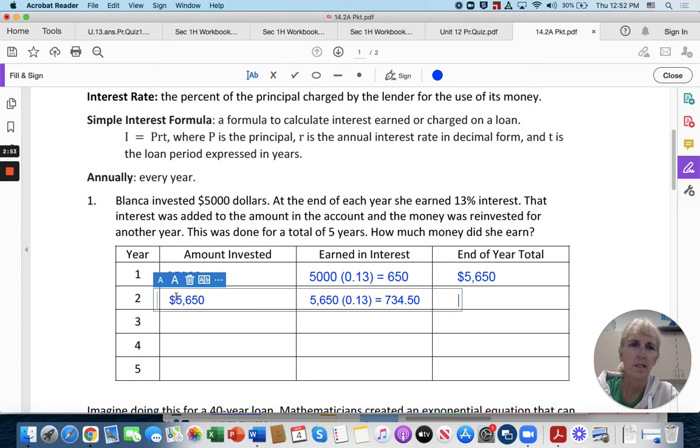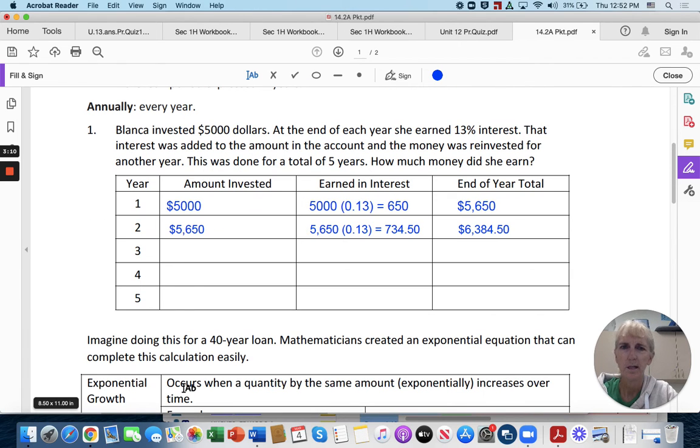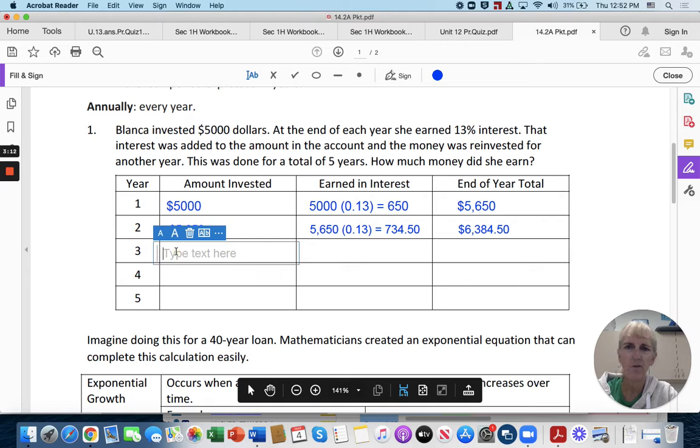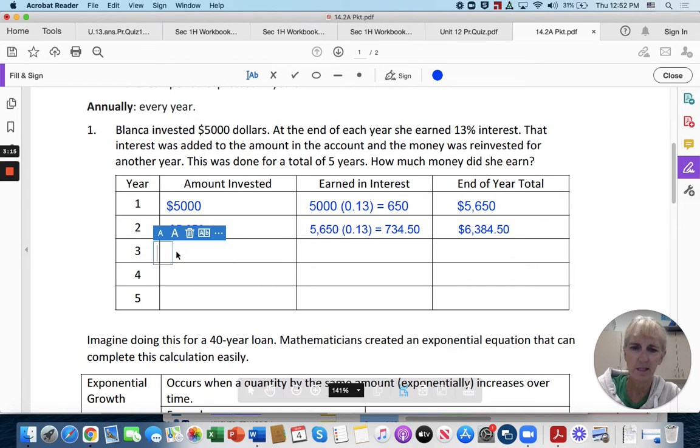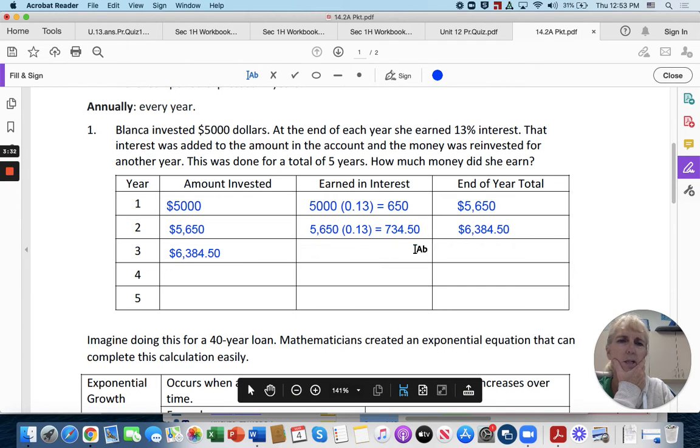Okay, so at the end of year two, she has earned $6,384.50. Okay, so then the next year, she starts out having $6,384.50. And I think you can fill in the rest here. Okay, I took a screenshot of it finished, but maybe I'll put that at the very end here. But you would do this times 0.13 and get your amount.